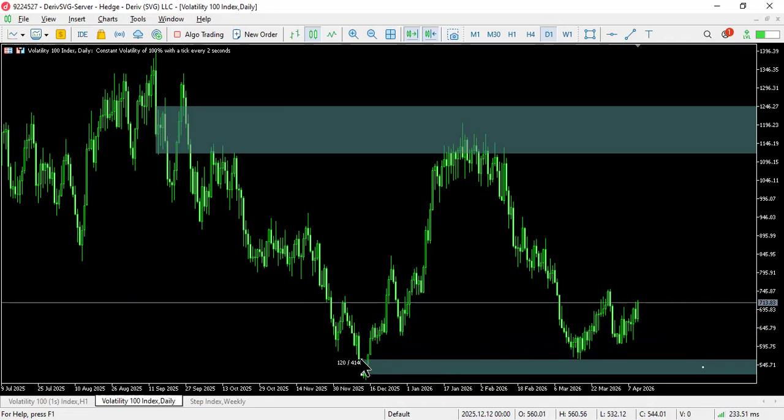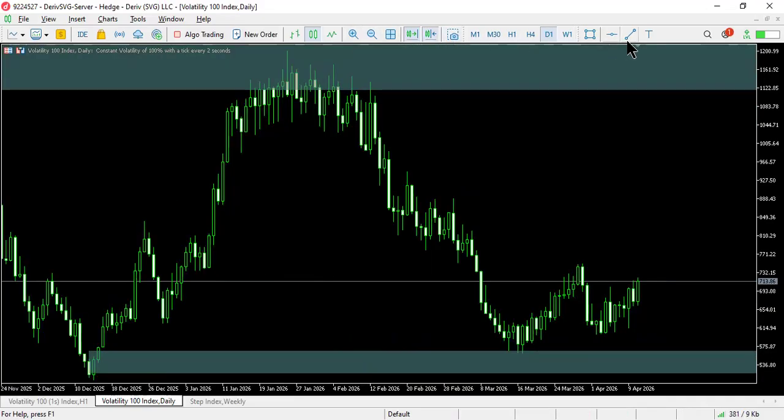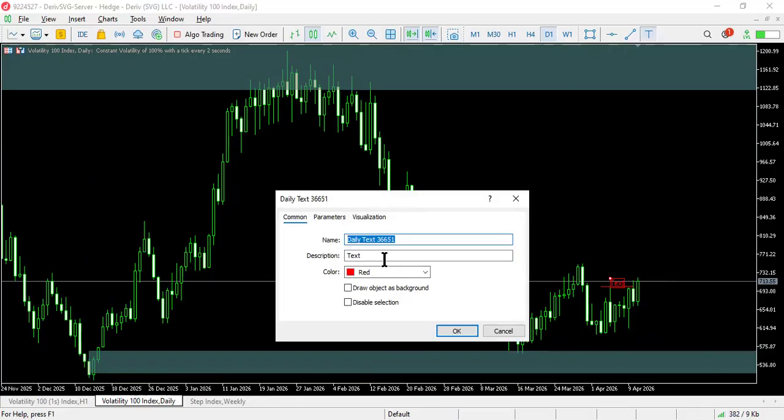From the daily time frame, if we are to zoom in, we can see that that is our break of structure.